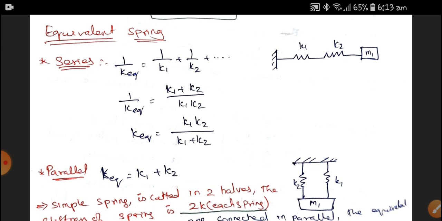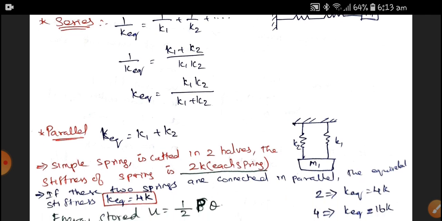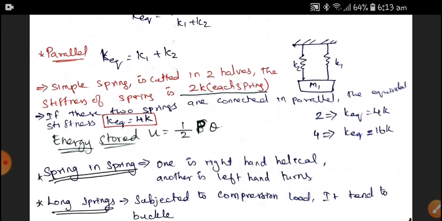Okay, here we are going to discuss by means of a formula how the equivalent spring stiffness is calculated. In series, 1 by K equivalent is equal to 1 by K1 plus 1 by K2, where K1 and K2 are the stiffnesses of the series springs. If you simplify this equation, K equivalent is equal to K1 K2 divided by K1 plus K2. In parallel springs, K equivalent is equal to K1 plus K2, where K1 and K2 are the stiffnesses of both springs.